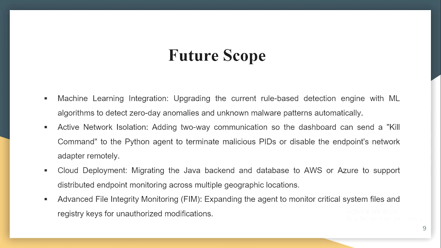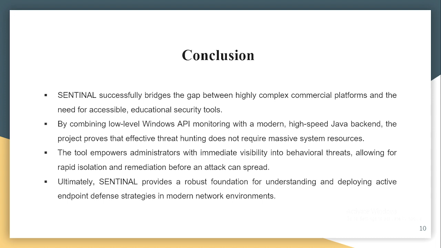The future scope is that we can integrate machine learning and artificial intelligence to detect zero-day anomalies and unknown malware patterns, and active network isolation. For cloud deployment, we can deploy it on AWS, Azure, GCP. And we can also do advanced file integrity monitoring. So for the conclusion, my partner is going to come and tell you about it.